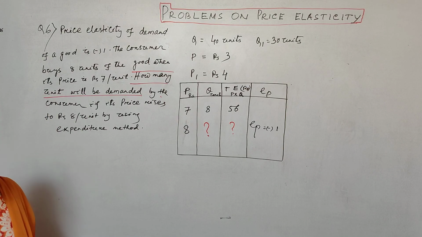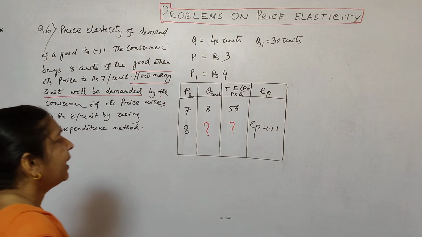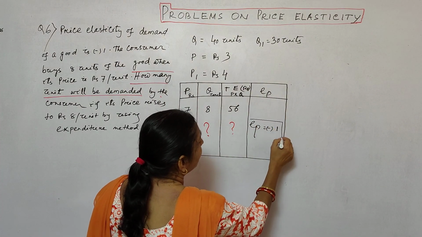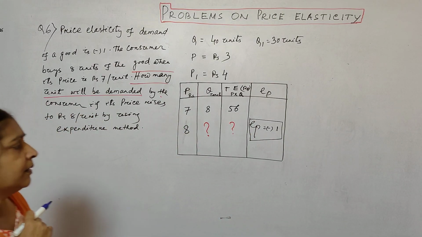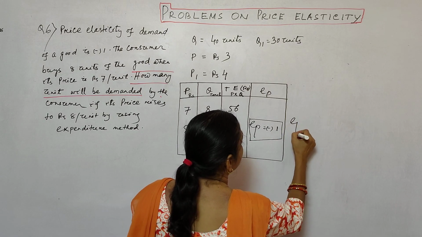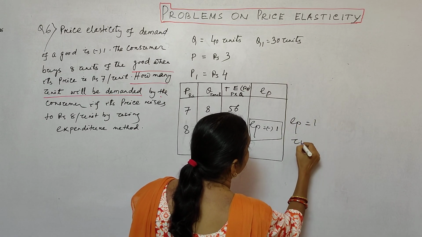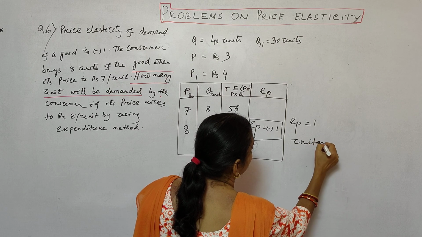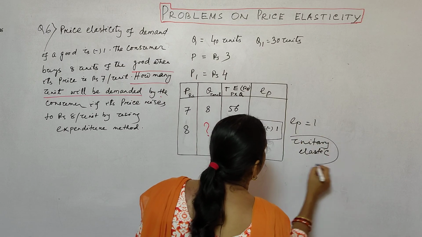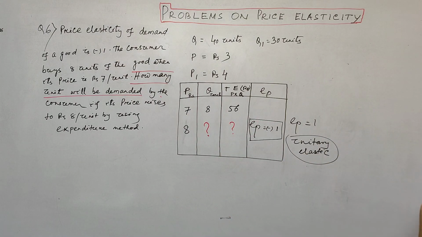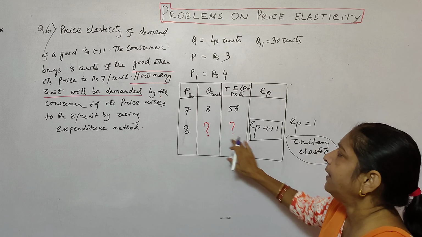So friends, you see here there is an interesting piece of information for us. What is this information? They have given us EP. The value of EP in this case is equal to 1, that means unitary elastic. With the help of this information, we will calculate these two.